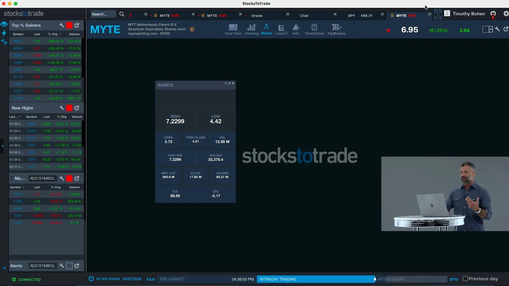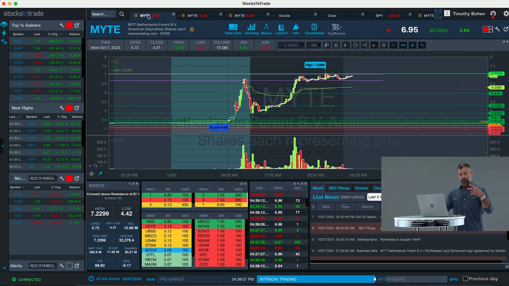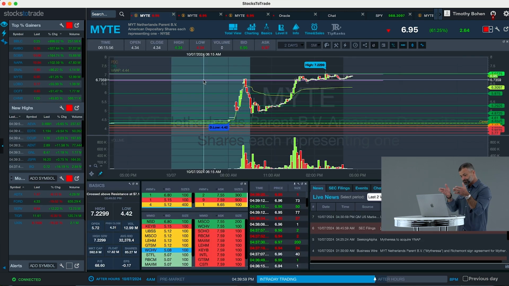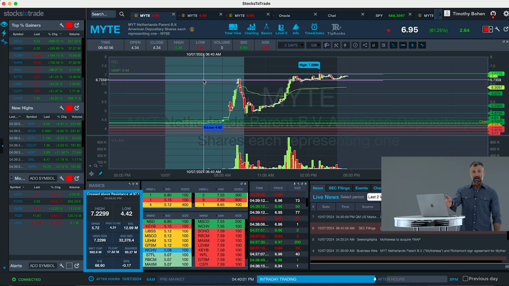But every single piece of this box I look at on every single stock, every single one. I'm just going to walk you through it. It's really handy stuff, really simple stuff. I've got a zoomed in version here, but when you launch StocksToTrade, you'll see in the lower left is the exact same box. It's kind of neat.